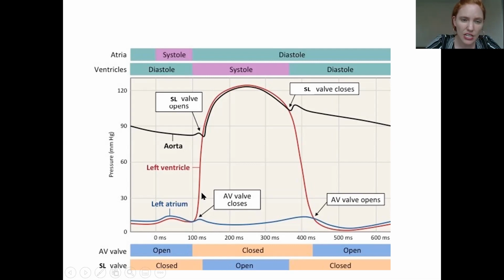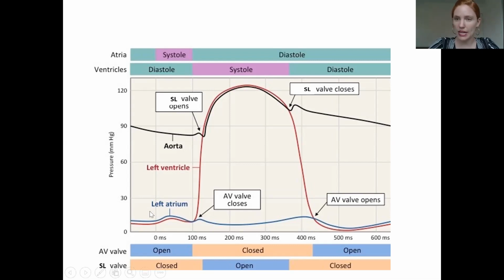The red line here represents the ventricles. Again, right or left doesn't matter. The blue line here represents the atria. And then the black line here will represent the arteries. The aorta is a big artery in the body. Okay, so we're looking at the relative changes in pressure for those three places.